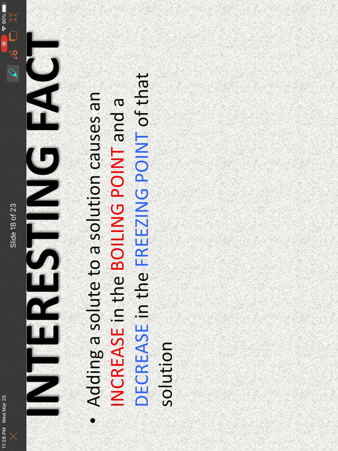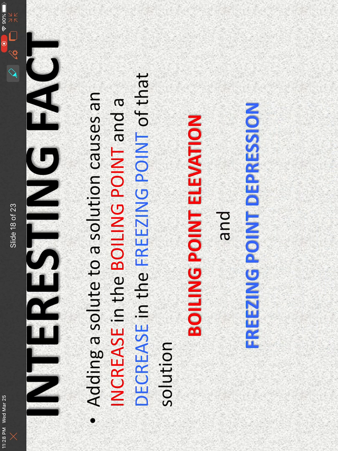Okay, great. So just one more thing we have to talk about. It's an interesting fact that if you add solute to a solution, it causes some of the physical properties of that solution to change. As a matter of fact, when you add solute, boiling point goes up and freezing point goes down. So mixing salt into water, for example, causes the boiling point of the water to increase and the freezing point of that water to decrease.